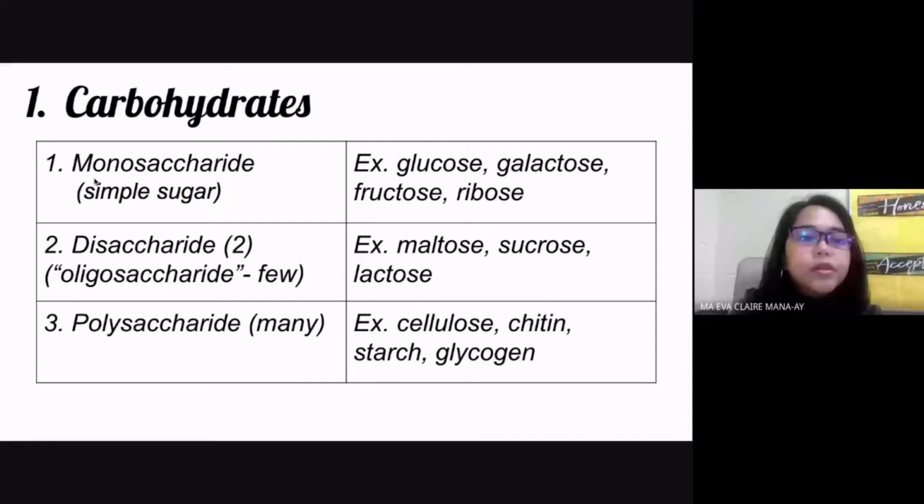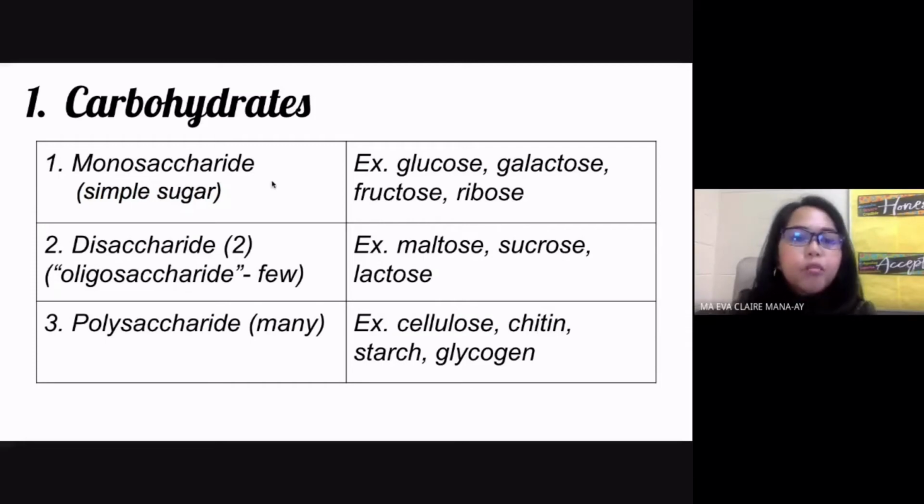Monosaccharide, only 1 unit of sugar. Disaccharide, you have 2 units, so that's monosaccharide and monosaccharide combined. And you have your polysaccharide, the bigger molecules of carbohydrates that you have. Now, the specific examples of your monosaccharide can be found on the next column here.